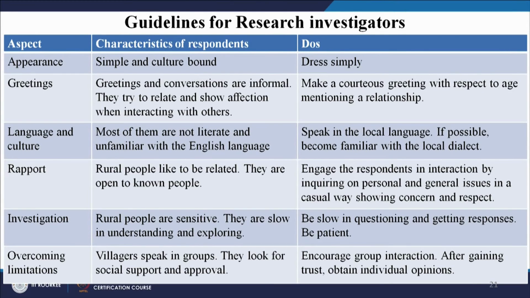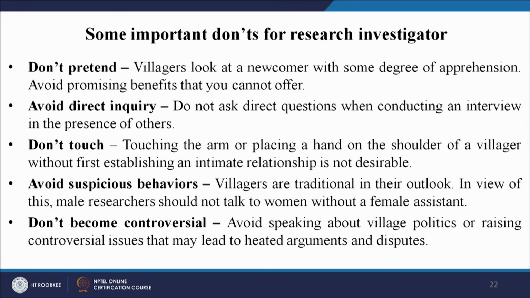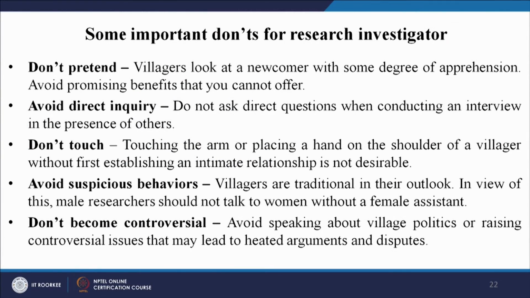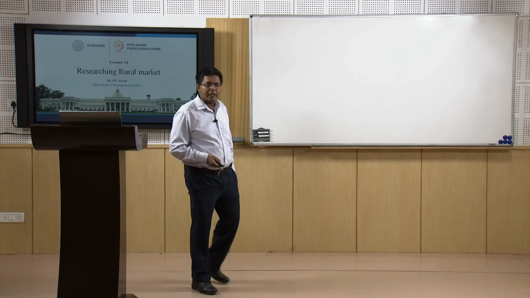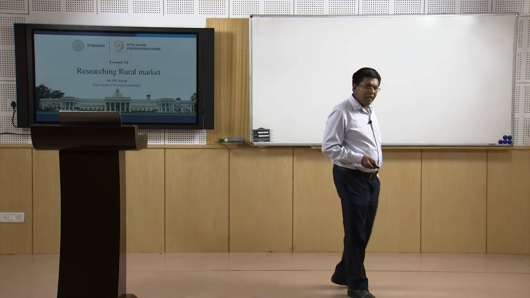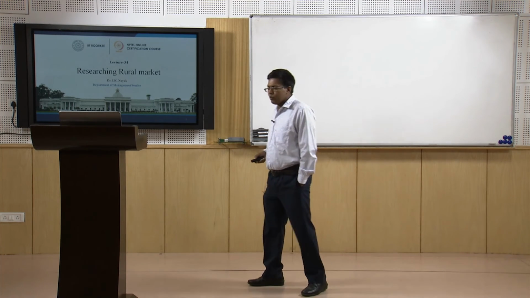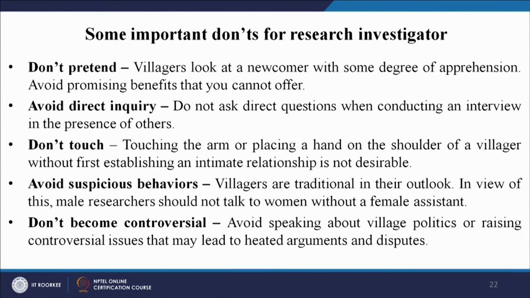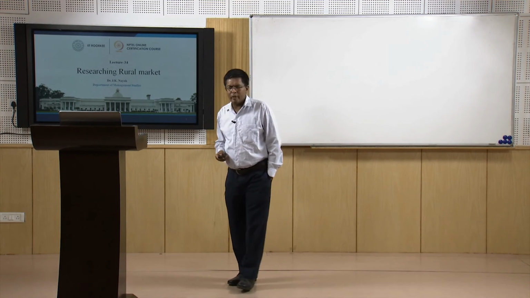Encourage group interaction after gaining trust. What shouldn't you do? Don't pretend, avoid direct inquiry, do not touch. Sometimes touching the arm or placing a hand on the shoulder might not be desirable. Avoid suspicious behaviors. Villagers are traditional in their outlook, so male researchers should not talk to women without a female assistant. If you speak directly to a woman as a male, you will be in trouble, so you should avoid it. Don't get controversial. In rural research, you need not discuss village politics or get into any heated arguments or disputes.